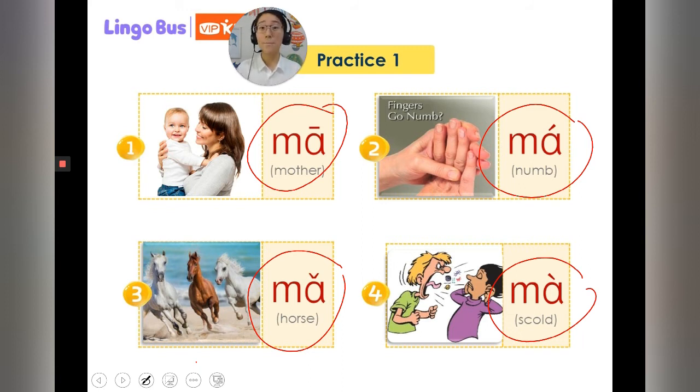Ma, ma. Which tone did I use? Yes, I used the second tone. It goes up. Ma. Okay, next one. Ma. Ma. Which tone did I use? Great. The third tone. It goes down and then up. Ma. Good job, guys. Give yourself a pat on the shoulder.